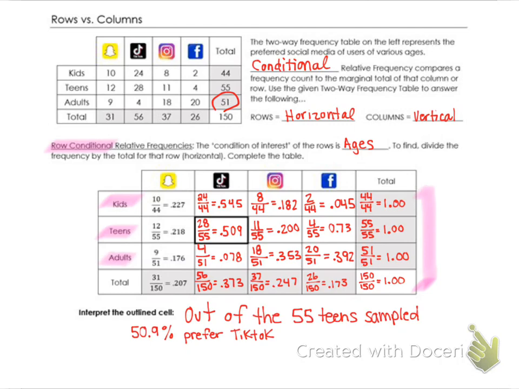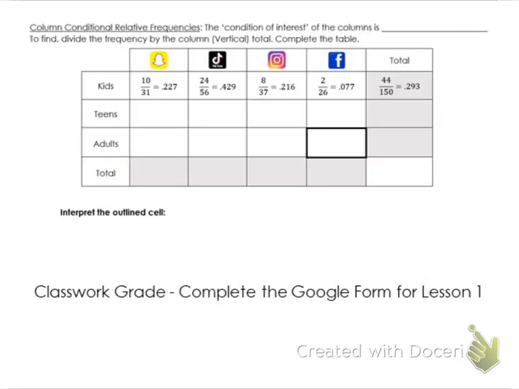All right, so we're going to do one more table, and then that's it for this first lesson. Now we're asked to do literally the exact same thing, except now we're going up and down. We're doing vertical. So in this situation, we have to use the denominator as our marginal frequency, which you'll find in the table at the top. That's where I got the 31, the 56, the 37, and the 26 for those denominators. Those values can all be found in the very first table at the top of this page, in the marginal frequency at the bottom.